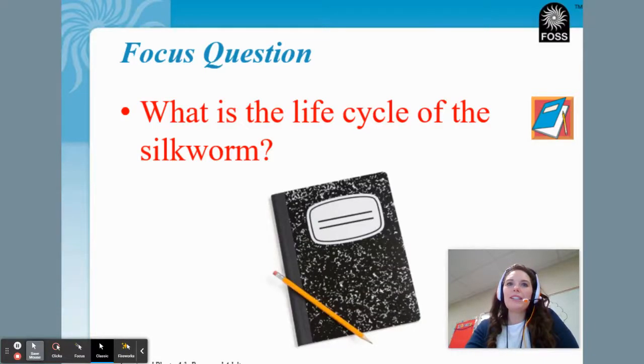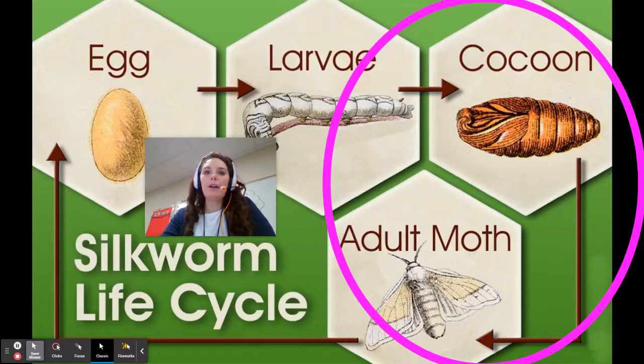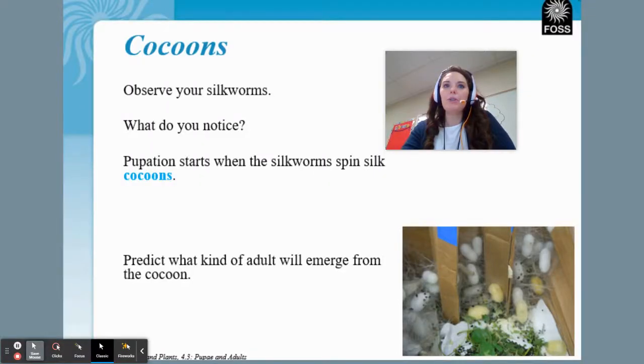Today's focus question in science asks, what is the life cycle of the silkworm? So far, we have talked about the egg stage and the larva stage. Today, we will talk about the cocoon, or pupa, and the adult moth. So think about the picture of the silkworm you just saw. And I am going to show you a video of the silkworm in action. Let's observe.